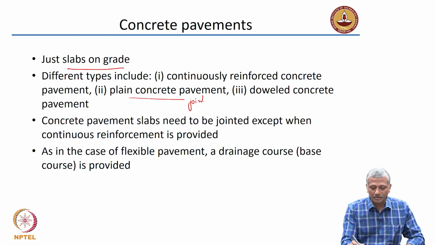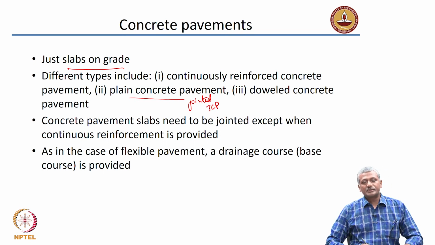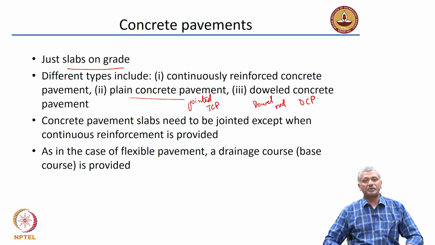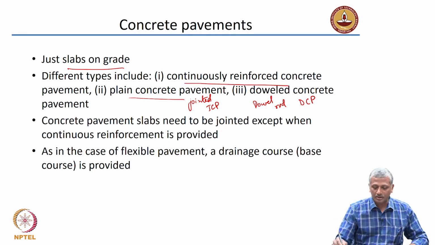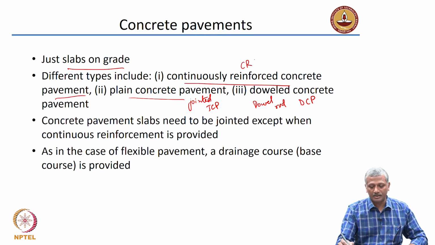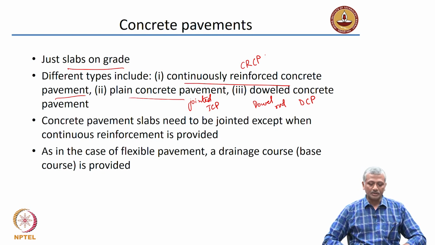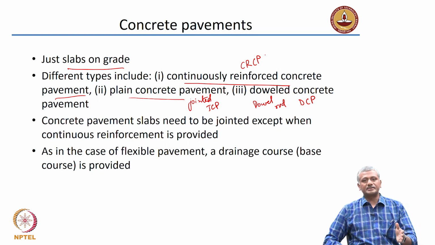So we call them jointed concrete pavements or JCPs. In some cases, between the joints that we have, we usually put a rod called the dowel rod, and that's called DCP or doweled concrete pavement. And in some cases, you may have the pavement completely reinforced. So you just put a single layer of mesh-like reinforcement in the center of the pavement, and that is called continuously reinforced concrete pavement or CRCP.